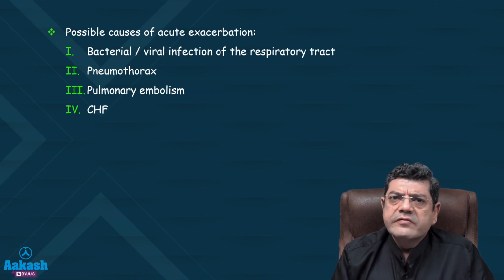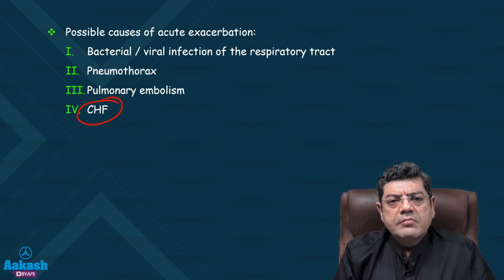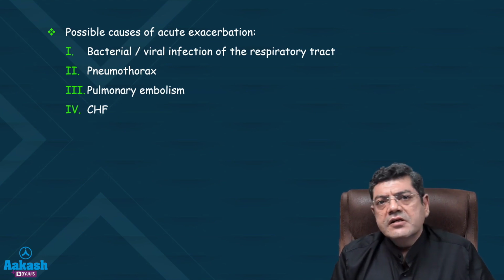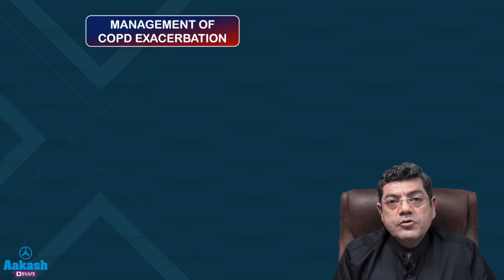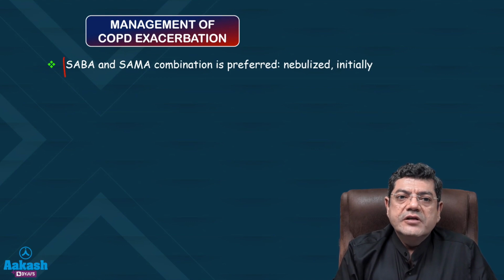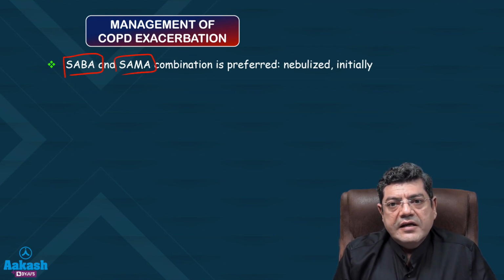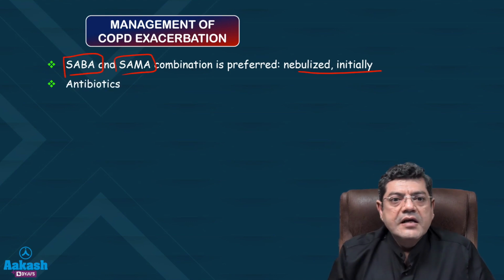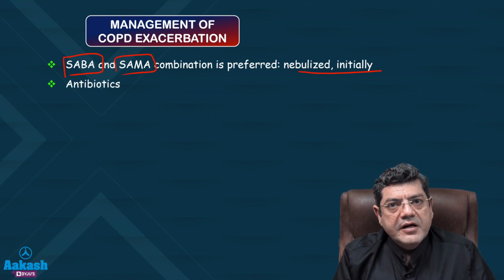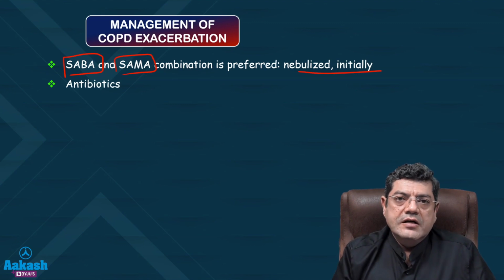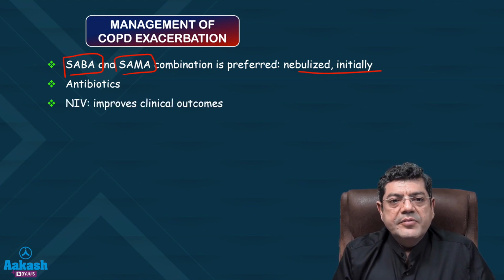We discussed how reverse Bernheim effect can cause biventricular failure, and that is also another cause of acute exacerbation in COPD, right? How do you manage these patients? You give them initially short acting beta agonist and short acting muscarinic antagonist, initially nebulized, and you give them antibiotic. We discussed how you choose your antibiotic therapy empirically.